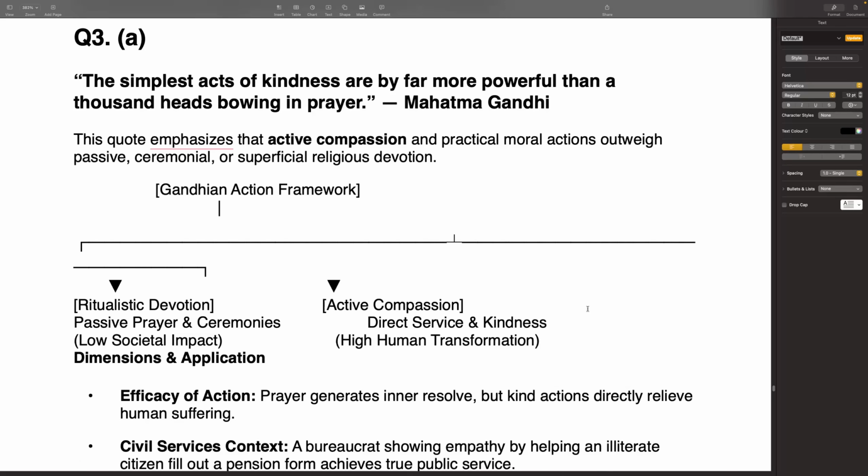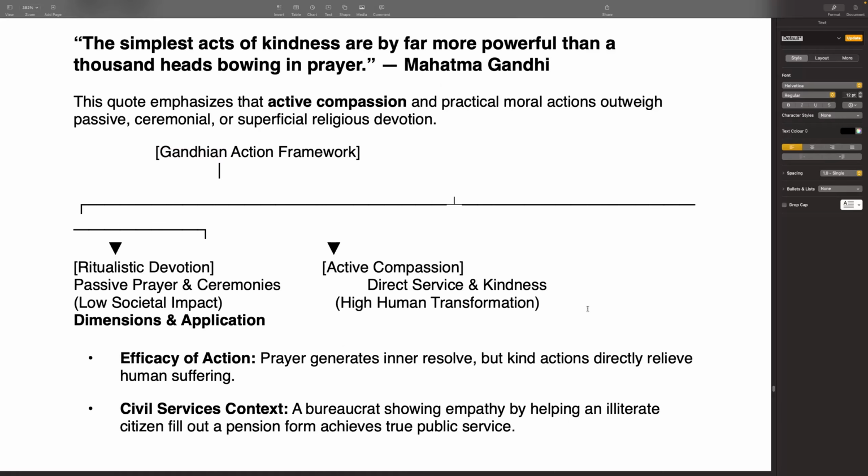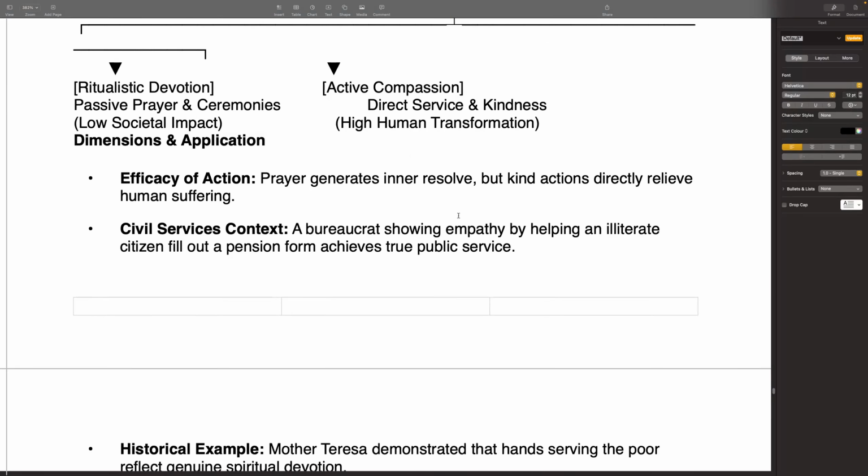The simplest acts of kindness are by far more powerful than a thousand heads bowing in prayer. This quote emphasizes that active compassion and practical moral action outweigh passive, ceremonial, or superficial religious devotion. Efficacy and action: prayer generates inner resolve, but kind actions directly relieve human suffering. Civil services context: a bureaucrat showing empathy by helping an illiterate citizen fill out a pension form achieves true public service.